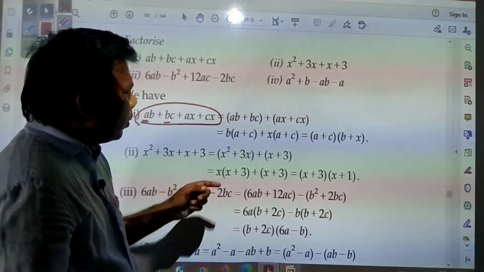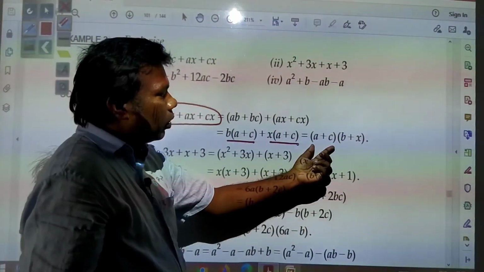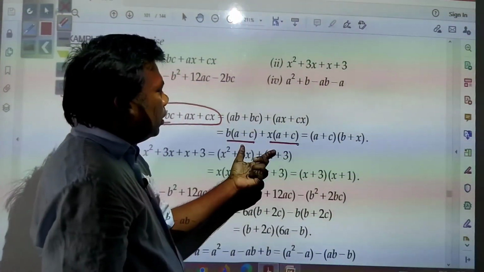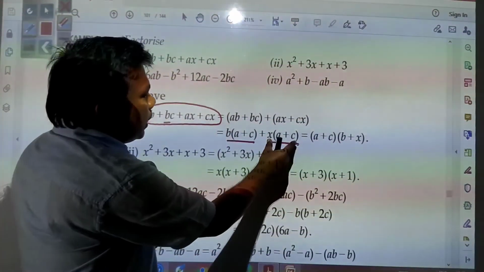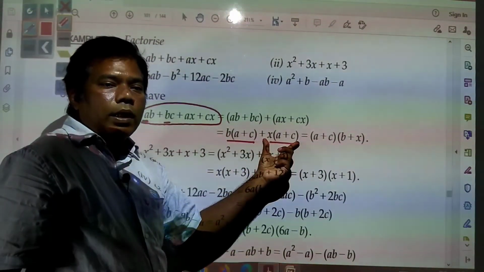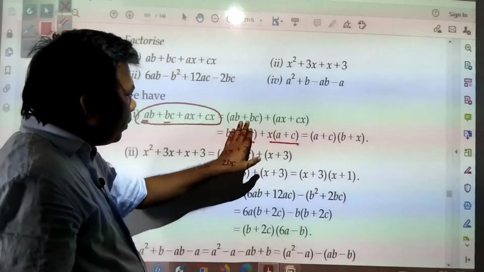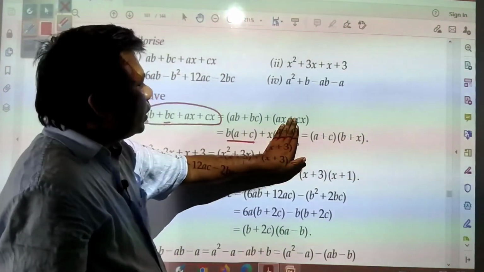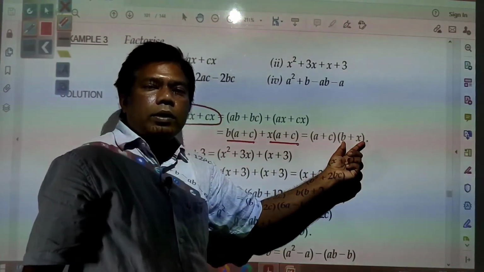So finally you have got again here A plus C, and A plus C has been taken common, and you are left with B plus X. This you need to understand. In this term you have A plus C, in this term also you have A plus C. A plus C has been taken out common, so you will be left with what? A plus C you have taken out, you will be left with B. Here A plus C you have taken out, you will be left with X.